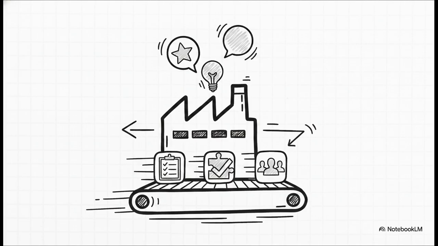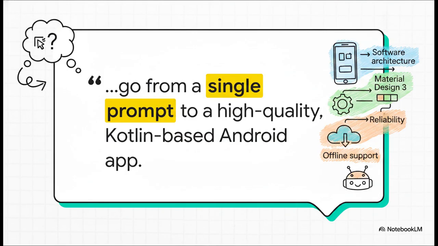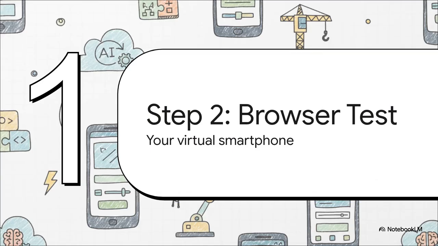For example, you literally just type, "Build a simple daily task tracker," and hit enter. I really want to emphasize what happens next, because it's important. You aren't getting some fake web wrapper or a mobile website that's just pretending to be an app. No way. You go from a single prompt to a high-quality Kotlin-based Android app. It comes complete with proper software architecture, modern design interfaces, and reliable offline support. It's the real deal. Now for Section 4, Step 2, Browser Testing.